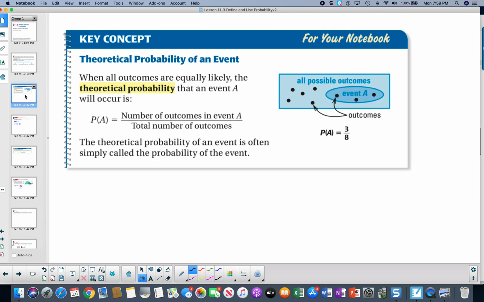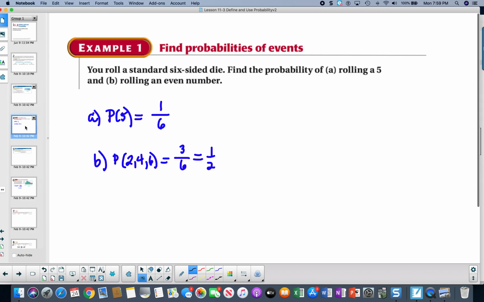Let's take a look at theoretical probability. A theoretical probability is the number of outcomes in an event A out of the total number of outcomes. Let's take a look at an example.